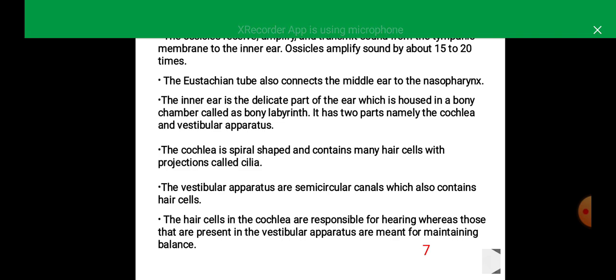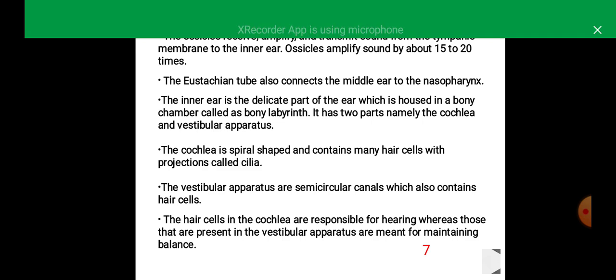The inner ear is the delicate part of the ear, which is housed in a bony chamber called the bony labyrinth. It has two parts, namely the cochlea and the vestibular apparatus. The cochlea is spiral shaped and contains many hair cells, which have projections called cilia.